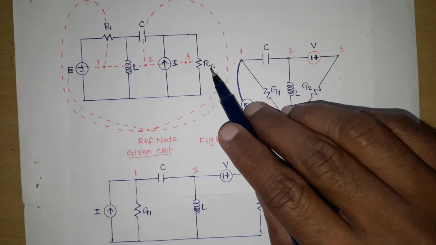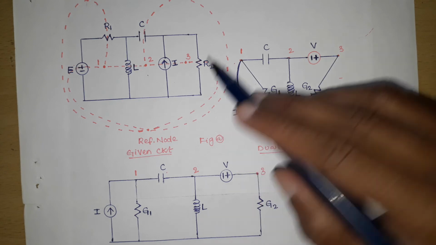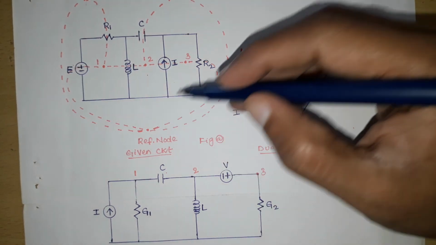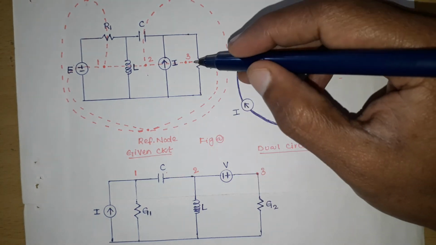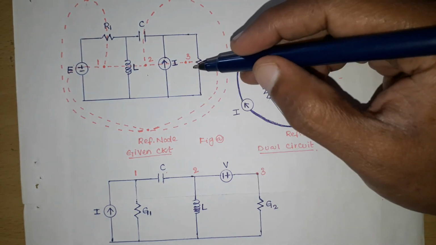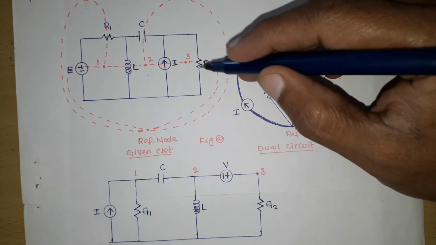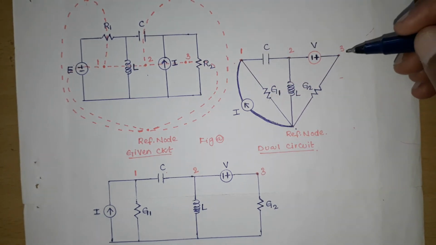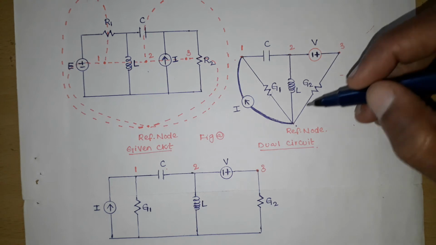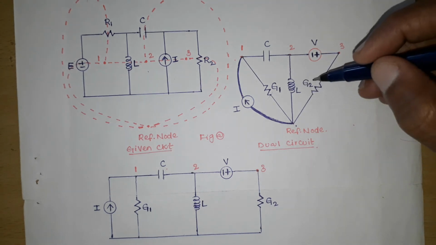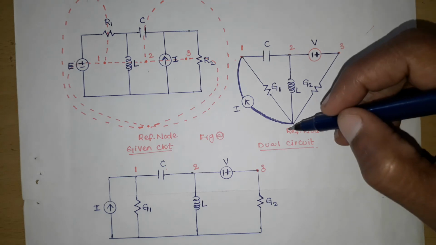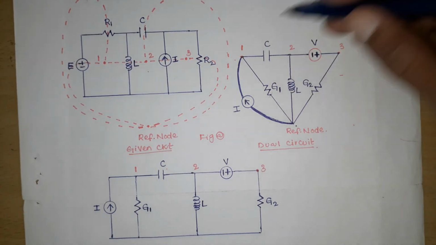And the last element, R2, is left over. Join dot 3 to the reference dot with dotted lines through R2. And the dual element of R2 is G2. Connect that G2, which is the dual element of R2, between third node and reference node. So this is the dual circuit.